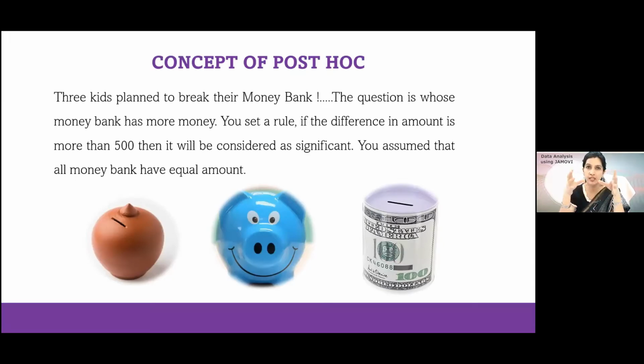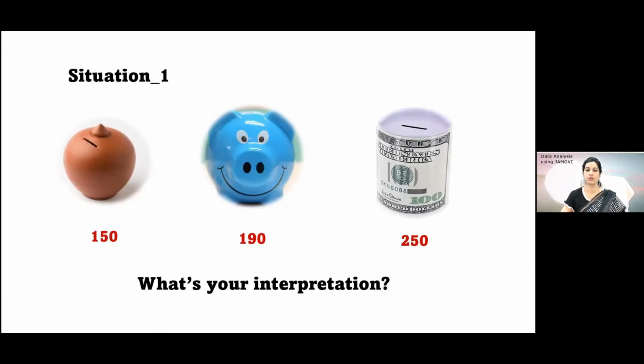So there are three money banks and three kids, they have planned to break their money bank. And in this, they have set one rule. They have said that if the difference of the amount between the two money banks is more than 500 rupees, then it will be considered significant. So we assume that all money banks have equal amount. So now, what is our interpretation?